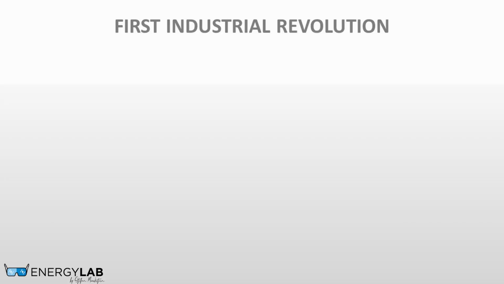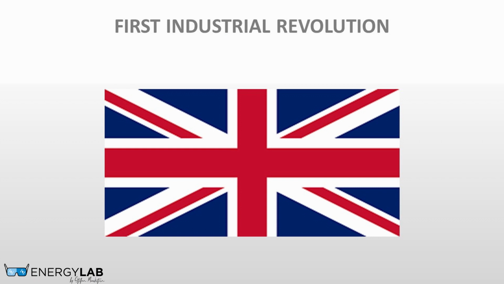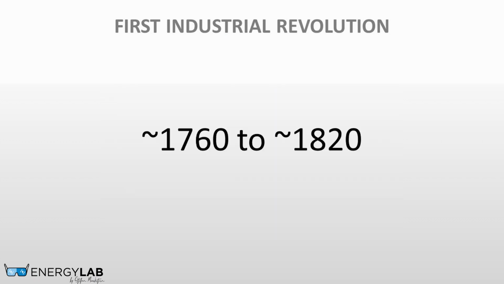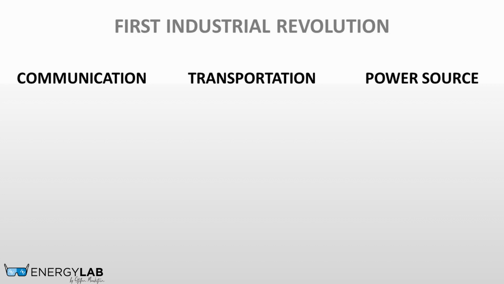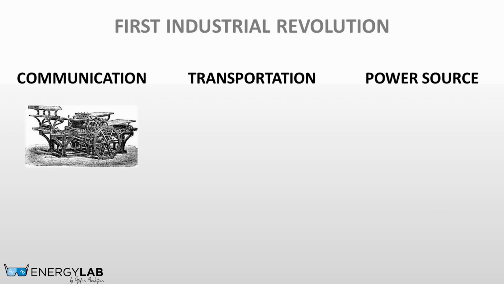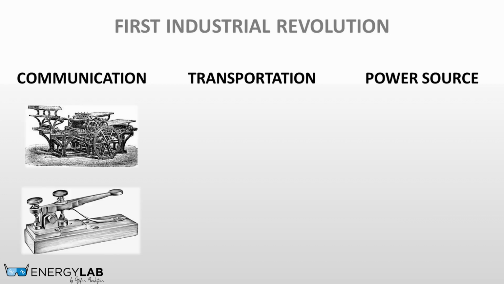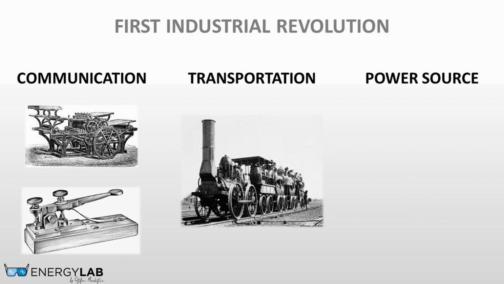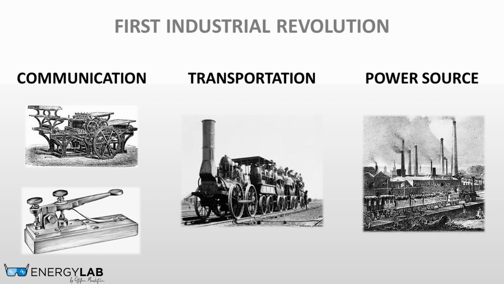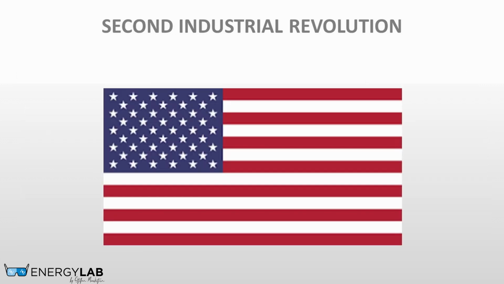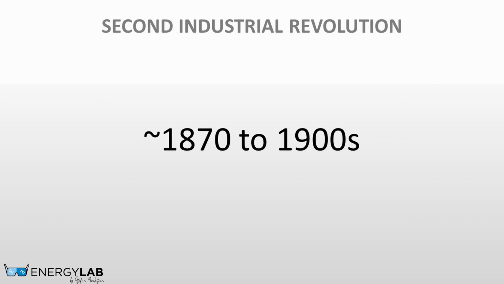The first industrial revolution started in Britain from around 1760s to around 1820s. From Britain, it spread across the world. The first industrial revolution was defined by communication with print media and telegraph, transportation using steam-powered locomotives, and coal as a new energy supply. The second industrial revolution was led by the US from 1870s to around 1900.